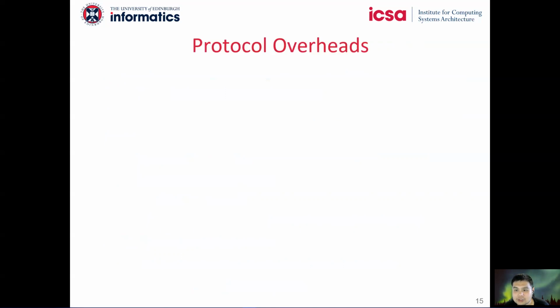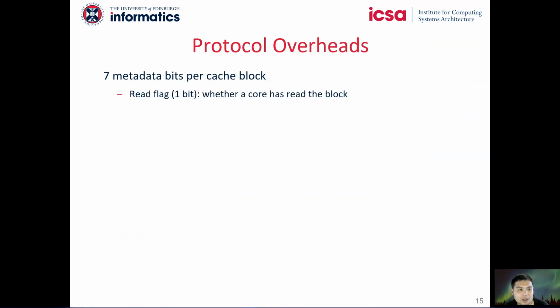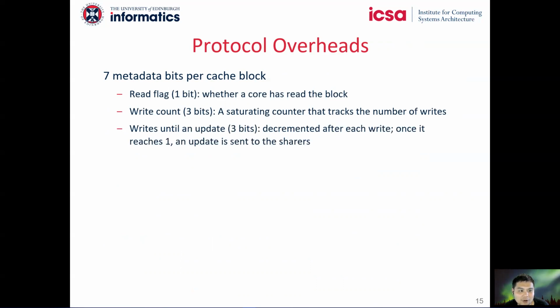Then let's look into the protocol overheads. Basically, we just need 7 extra metadata bits per cache block: 1 bit for a read flag indicating whether a core has read the block, 3 bits for the write count, which is a static counter that tracks the number of writes, and 3 bits for writes until update, which has been detailed in the previous slides.